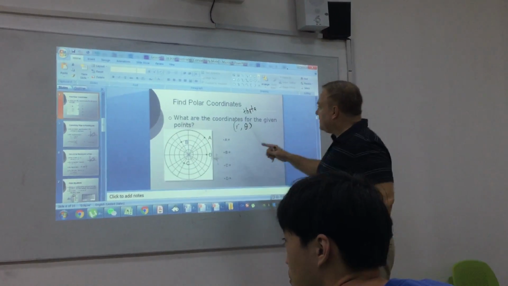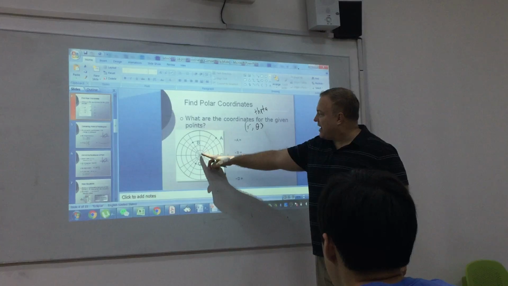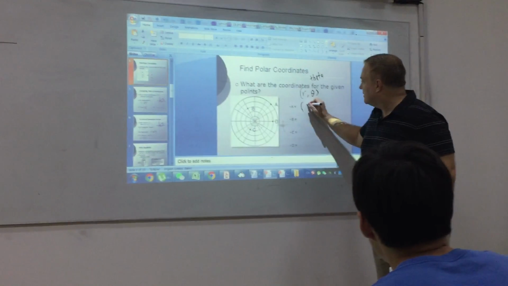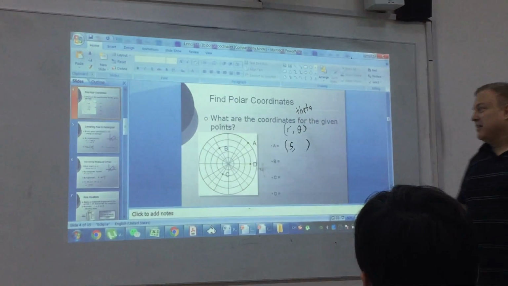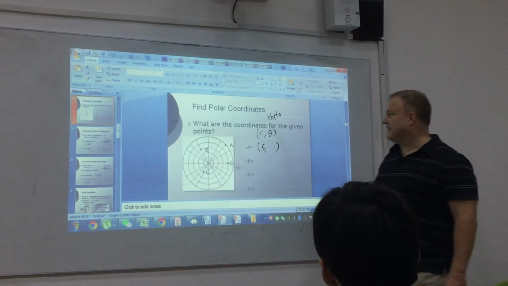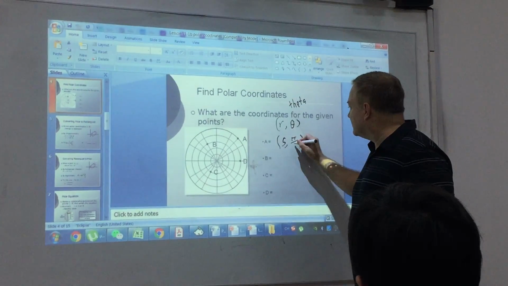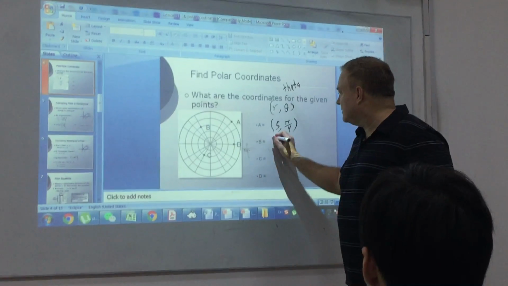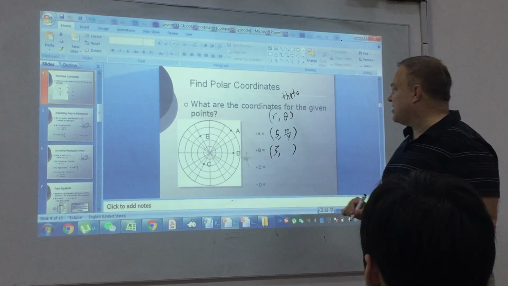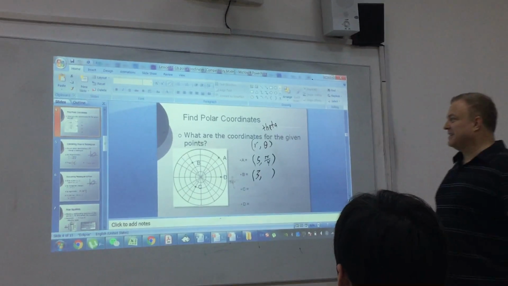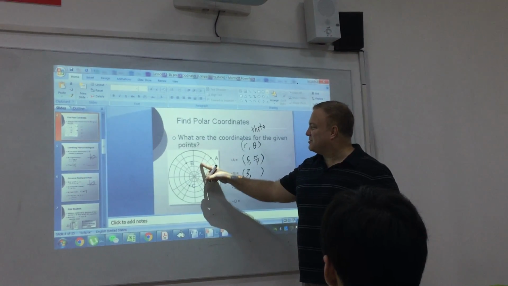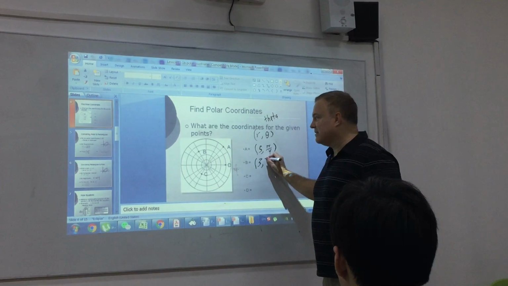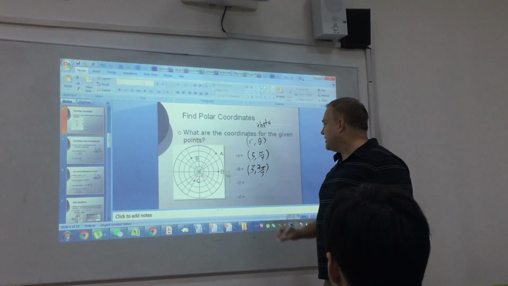All right, so look at point A and count the rings. 1, 2, 3, 4, 5. That's my r. What is my theta? Pi over 4. Good. Point B, the r is 1, 2, 3. What is the theta? Well, remember, 1/6, 2/6, 3/6, 4/6. How can I write that? 2 pi over 3. Okay, good.